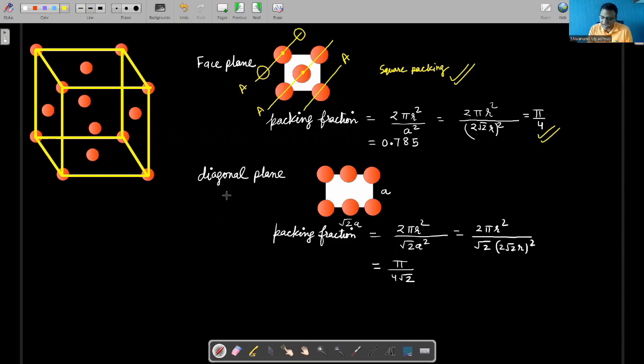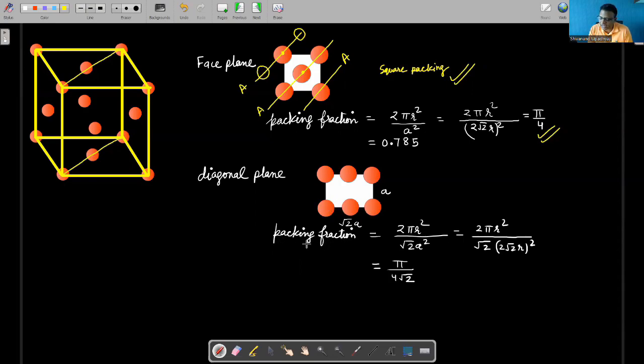The second plane is the diagonal plane. When we are discussing the diagonal plane in this diagram, this is the face diagonal top and this is the face diagonal bottom. So if we draw this plane, it is like this. And these 3 atoms are touching each other. These are not touching each other.